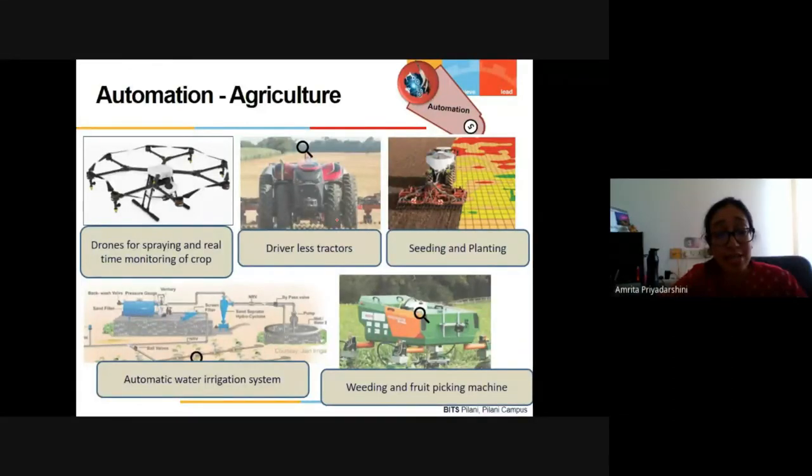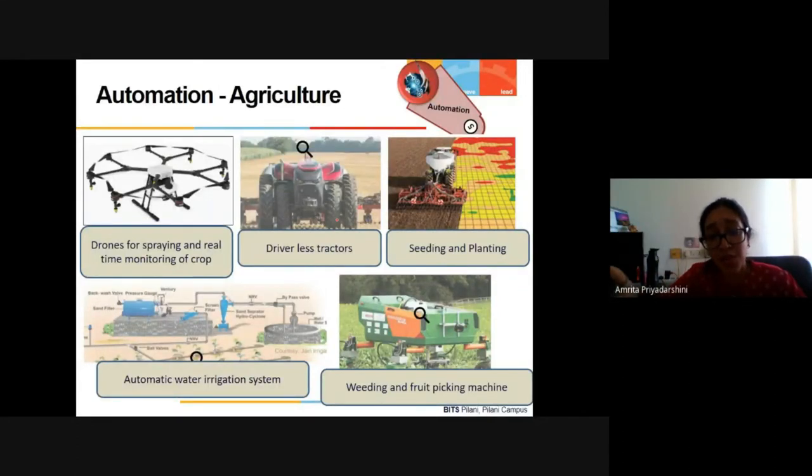But the thing is that, here, it's not like in foreign countries, where agriculture is automated. In our country, it's not that common, because the automation itself is very costly. So this is one of the areas we have to target. We have to bring cost-effective automated equipment into agriculture, developing equipment that can automate different processes in agriculture.